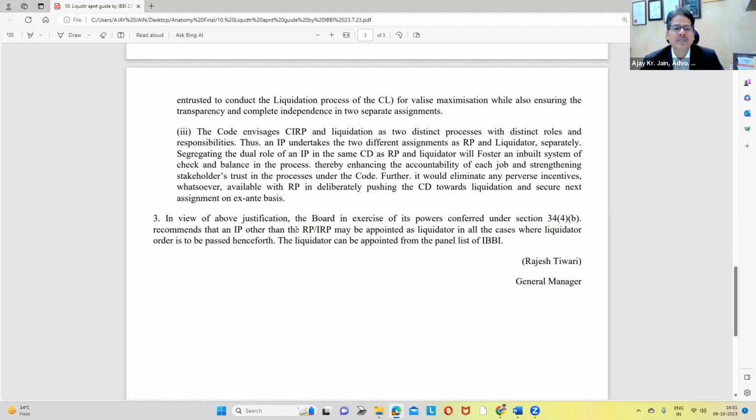In view of the above justification, the Board, in exercise of its powers conferred under Section 34(4)(b), recommends that an IP other than the RP or IRP may be appointed as liquidator in all cases where a liquidation order is to be passed henceforth. The liquidator can be appointed from the panel list of IBBI.